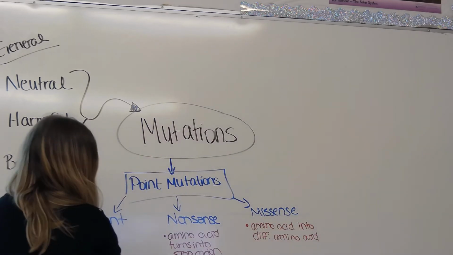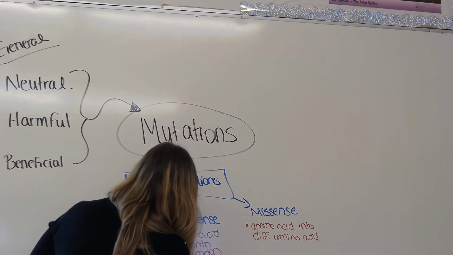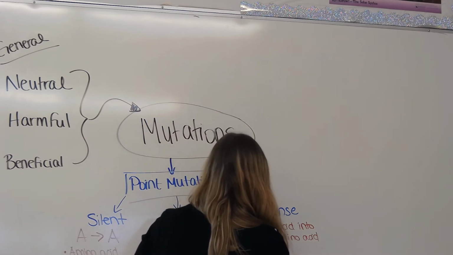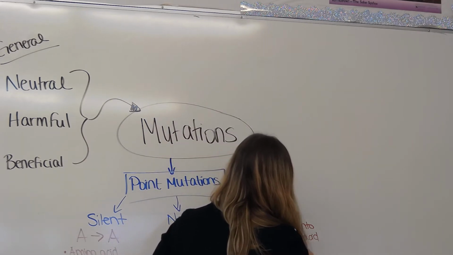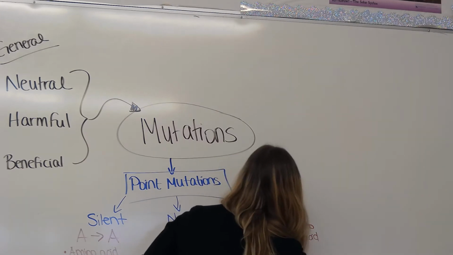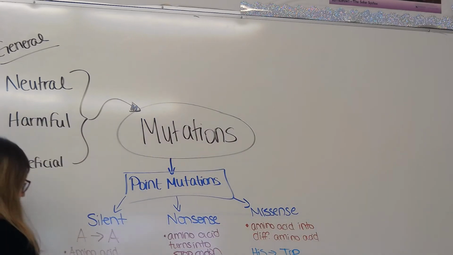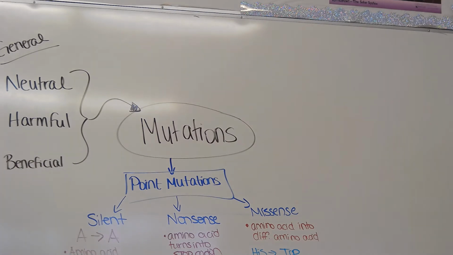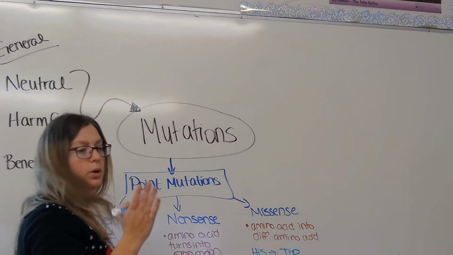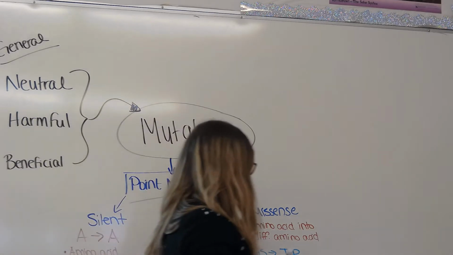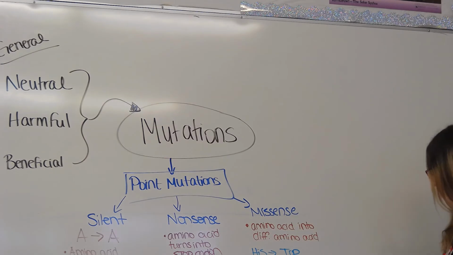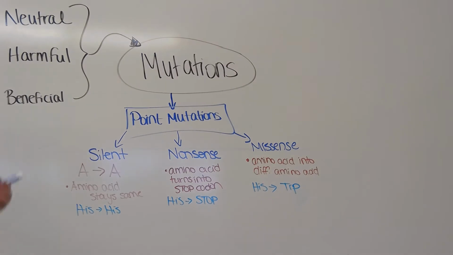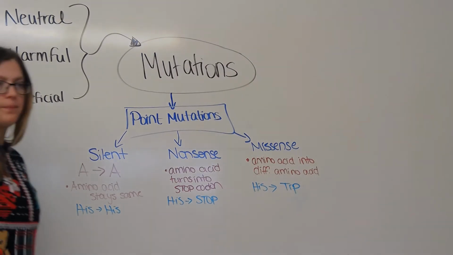So this is like taking a histidine and turning it into a stop, whereas this one would be taking a histidine and turning it into tryptophan. Write the right thing down. And then over here again, histidine stays as histidine. So silent, we don't know that it's happening. Nonsense, we're going from an amino acid to a stop codon. Missense, we're going from an amino acid to a different amino acid. I should be able to see that now.